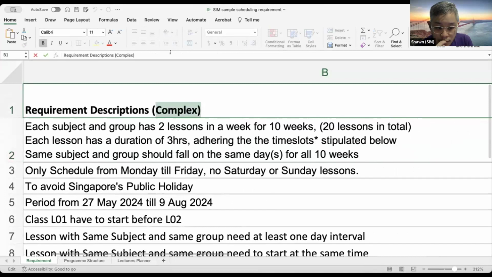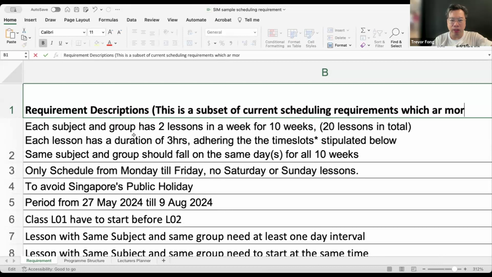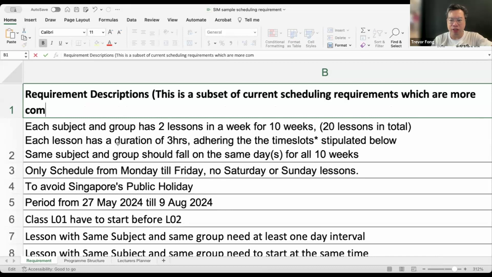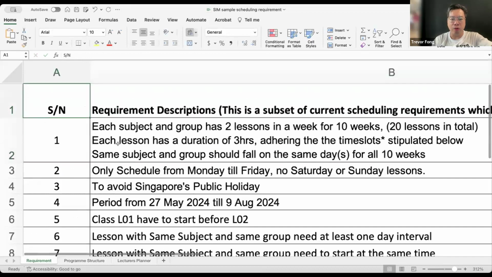Okay, I completely understand. Thanks for that clarification. Let's move on from here. Each subject and group has 2 lessons in a week for 10 weeks, 20. That's okay, that's not a problem. Each lesson has a duration of 3 hours, adhering to the time slots stipulated below.